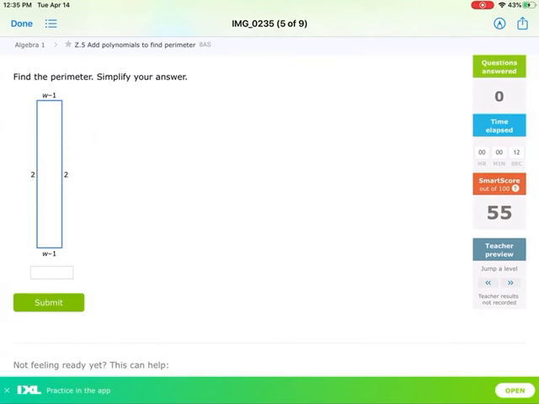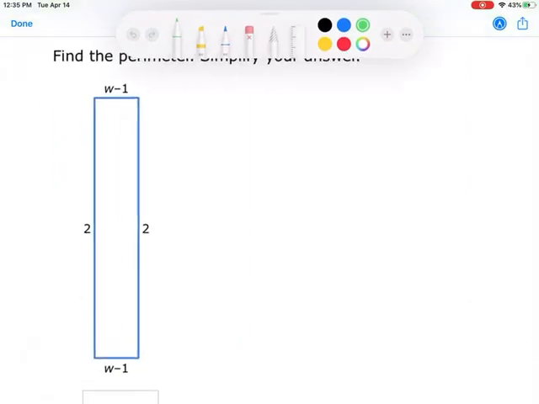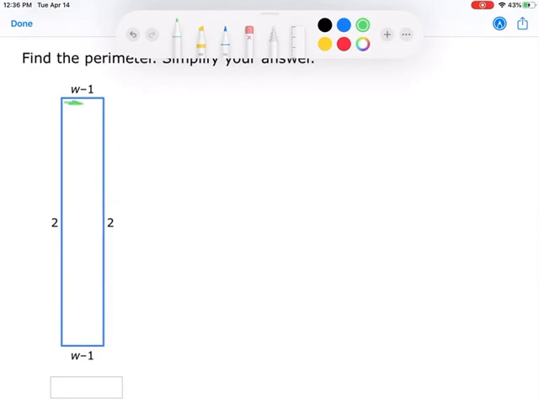The next hard part is Smart Score 55. So we're just going to add up all the sides here again. Again, I'm looking for my like terms here. So I see I got a W, and I got another W over here. So I've got 2 W's.